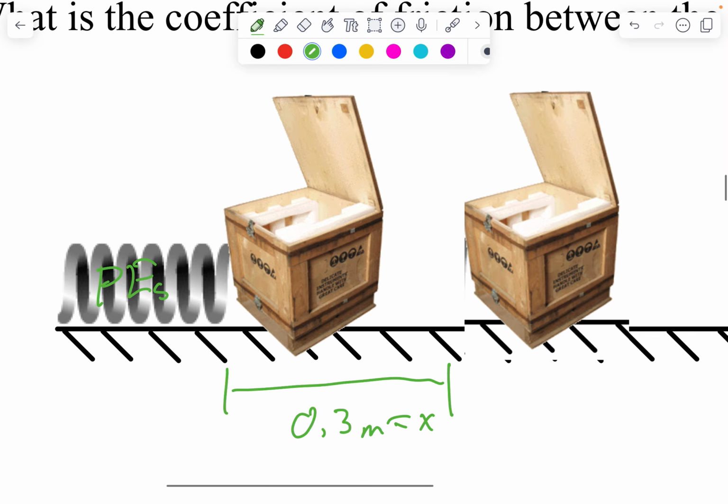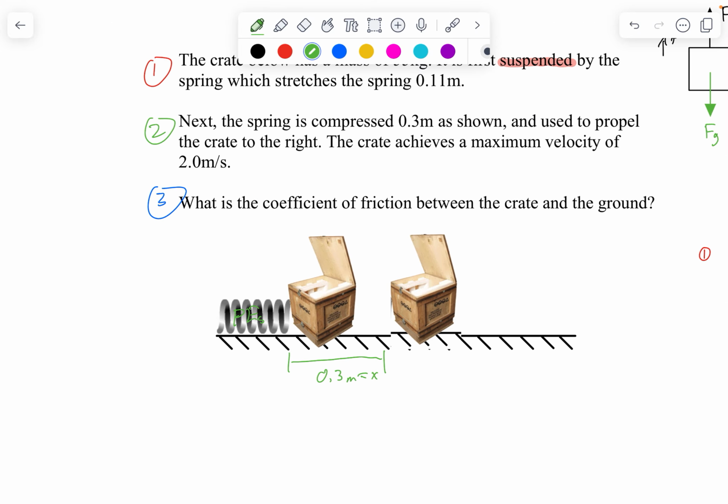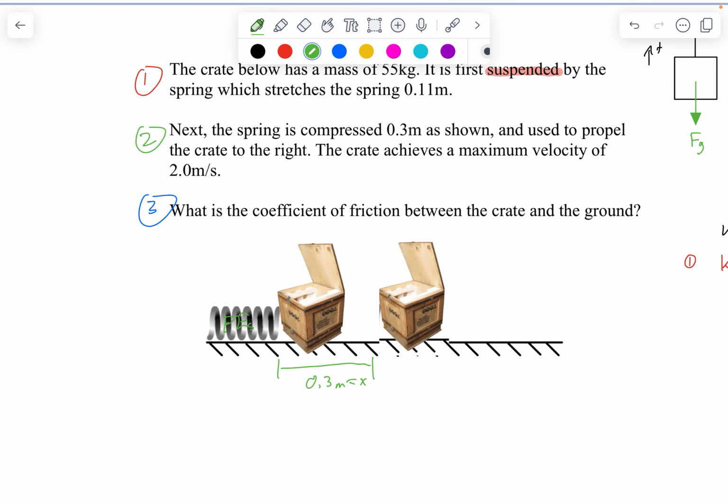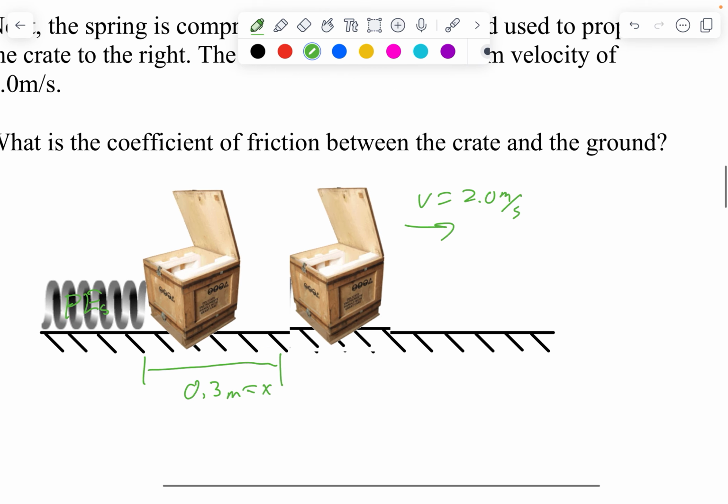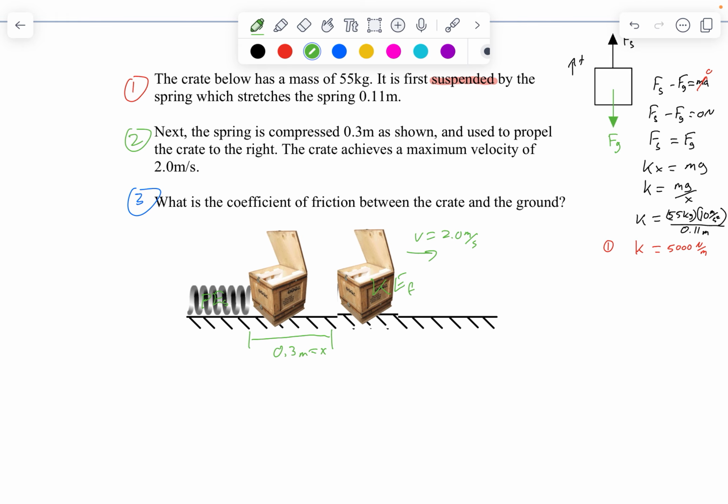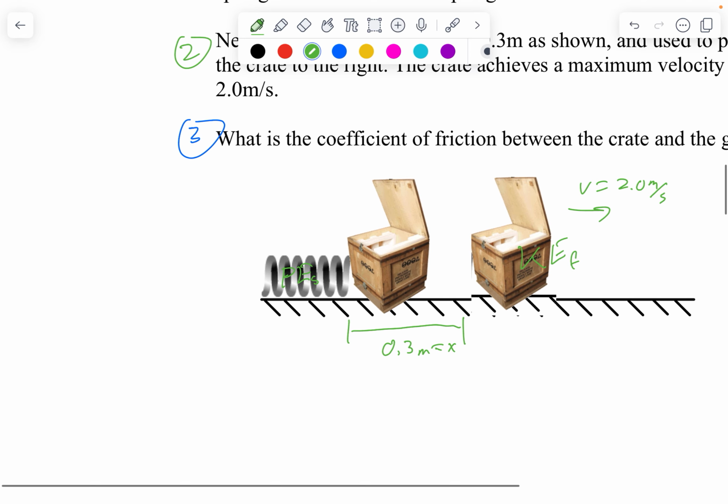Now, it says it makes the crate achieve a max velocity of 2 meters per second. So over here, the crate is going this way at 2 meters per second. If it's moving, that means the crate has kinetic energy. But the hitch is that there's a coefficient of friction between the crate and the ground. So if I just try to set up conservation of energy, let's do that over here.